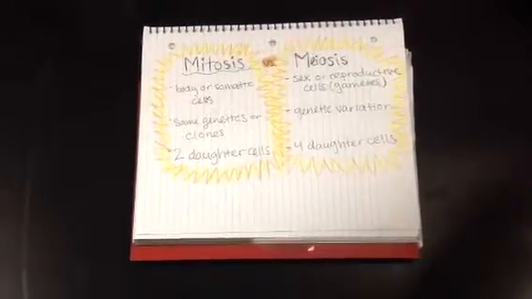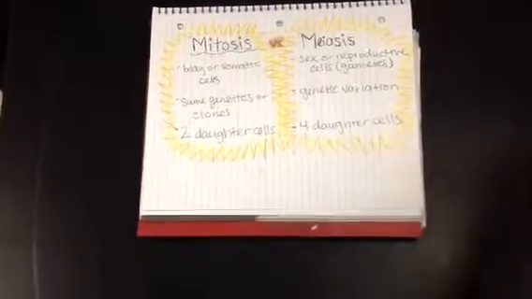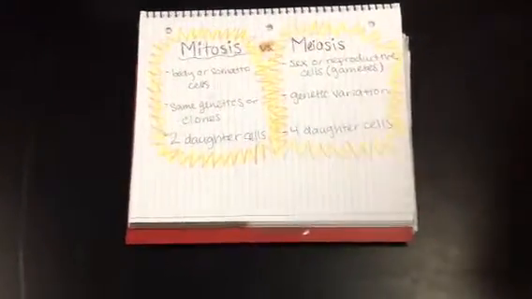And it is known as genetic variation because the cells aren't the same. And then there are four daughter cells.